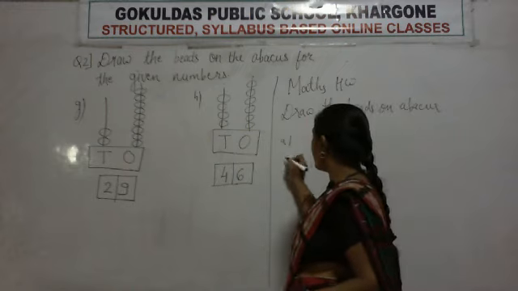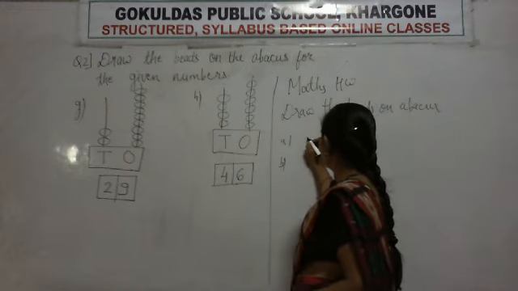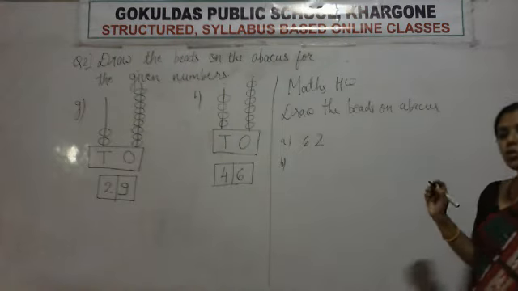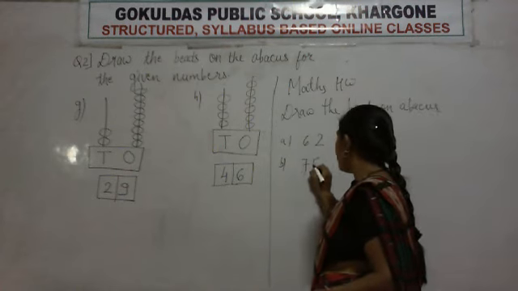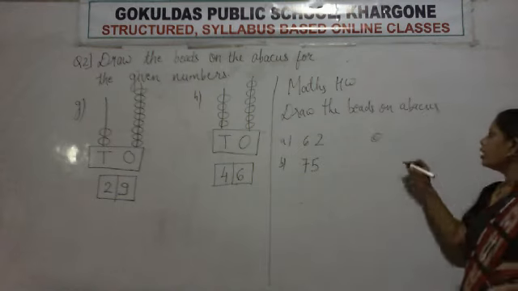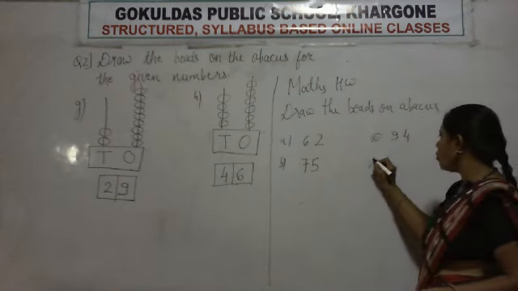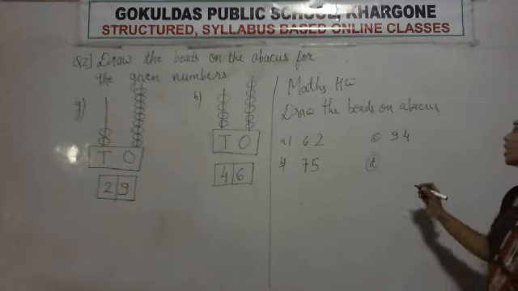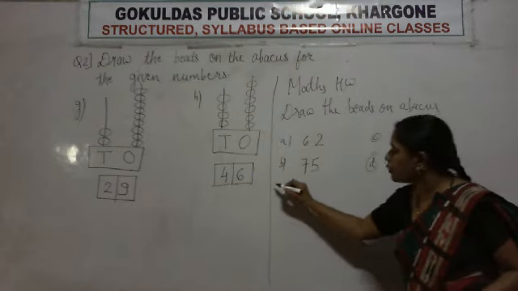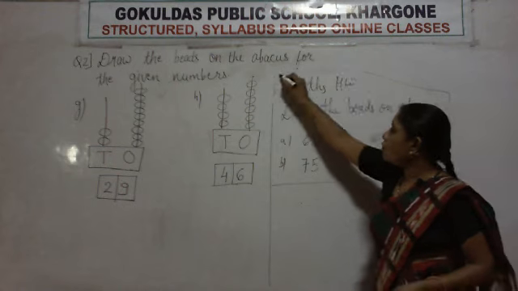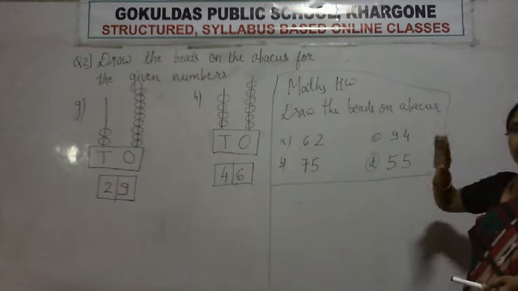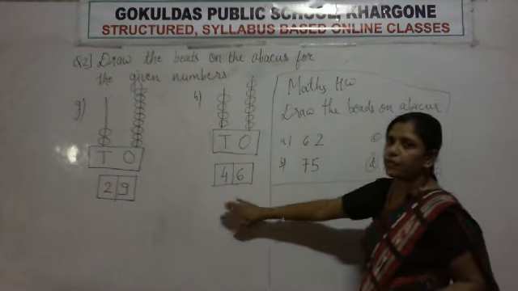The numbers I am writing here: A, 62. B, 75. C, 94. And last, D, 55. These are your homework questions. You have to draw the given number on the abacus using the beads, the same as the questions that we have done.